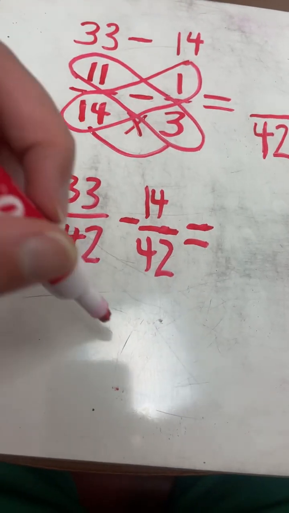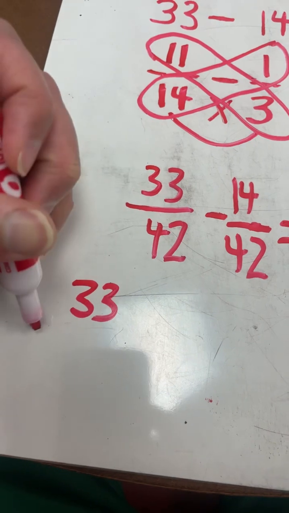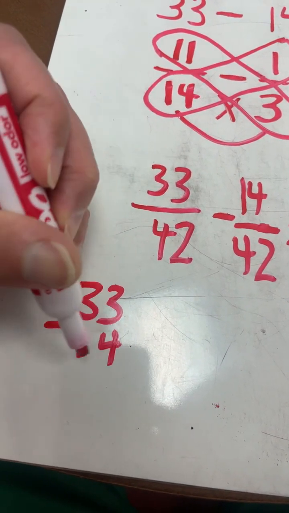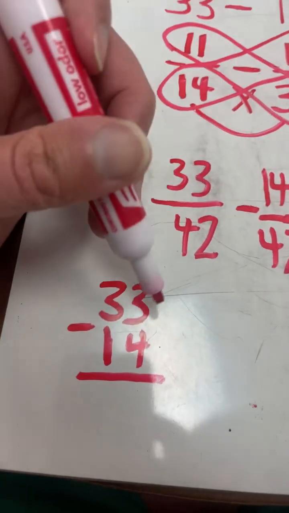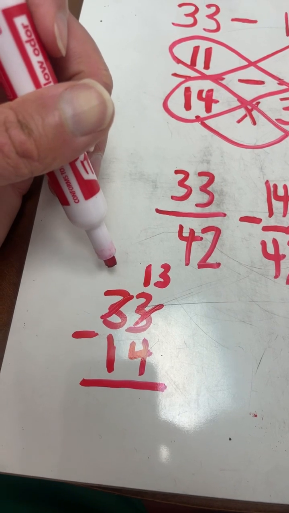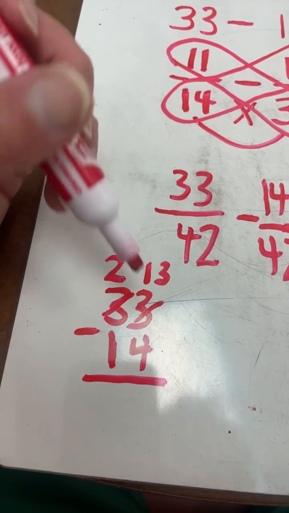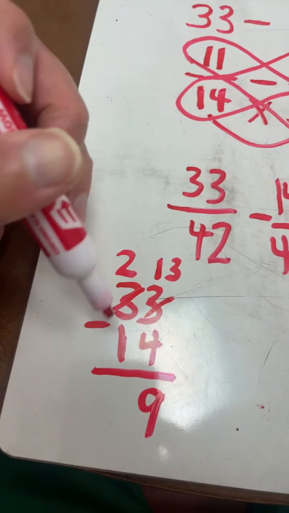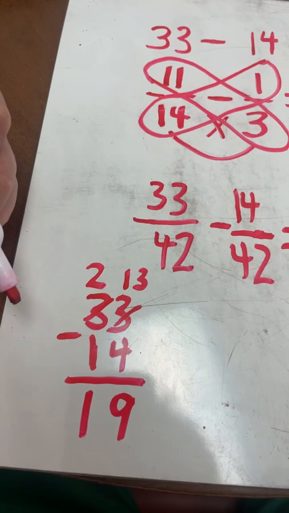If you're not able to do that in your head, what you can do is draw the subtraction problem vertically. The 3 in the ones place becomes 13. The 3 in the tens place becomes 2. 13 minus 4 is 9. 2 minus 1 equals 1. 33 minus 14 equals 19.